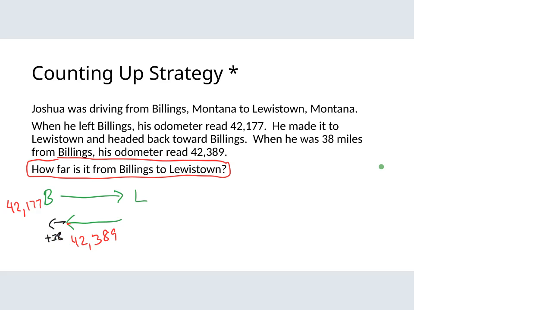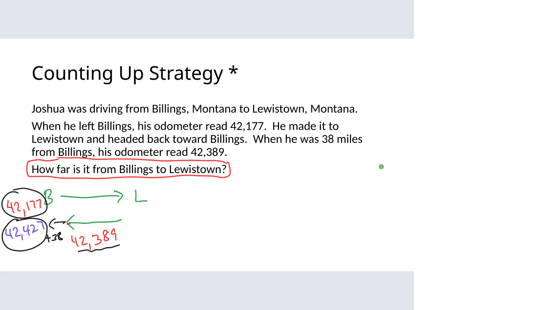So we need to add that 38 to this number to figure out what his odometer is going to say when he gets home. So 42,389 plus 38. When he gets home, his odometer is going to say 42,427. You let me know if something doesn't make sense. All right, so at the start of this trip, his odometer said that. At the end of his trip, it said that.